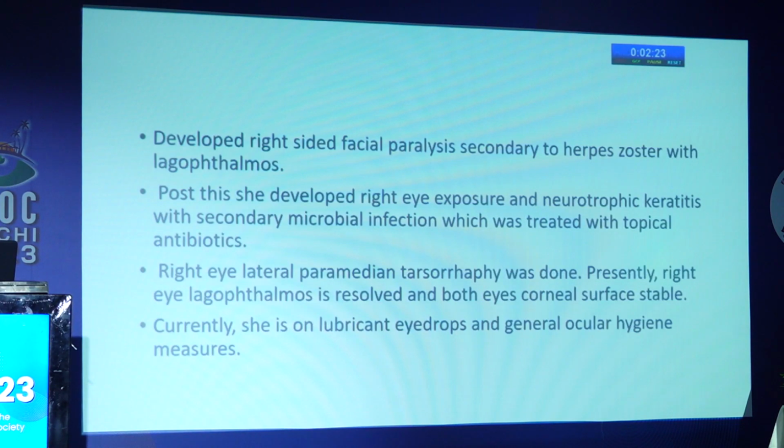Then later again, she developed right-sided facial paralysis secondary to herpes zoster with lagophthalmos. Post this, she developed right eye exposure and neurotrophic keratitis with secondary microbial infection, which was treated with topical antibiotics. Later we had to do her right eye lateral paramedian tarsorrhaphy, and presently the right eye lagophthalmos is resolved and both eyes' corneal surface is stable. Currently she is on lubricant eye drops and general ocular hygiene measures.